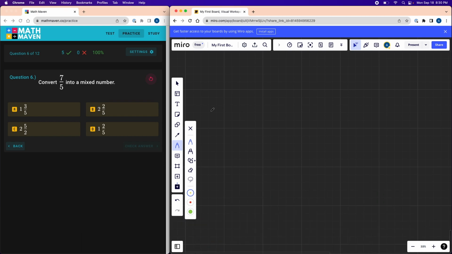Alright, so hopefully you tried that one there. Again, converting an improper fraction into a mixed number. How many times can the denominator go into the numerator, figure out what's left over, and let's put that back over the original denominator. So what do I mean here?